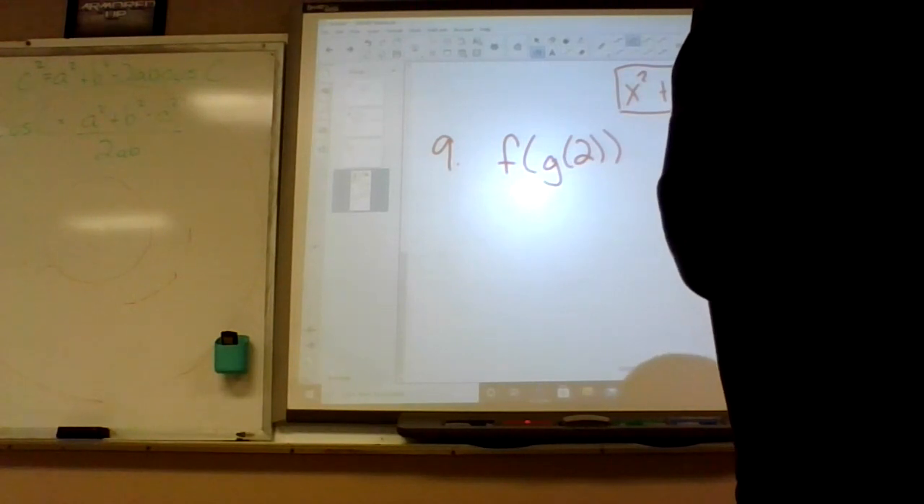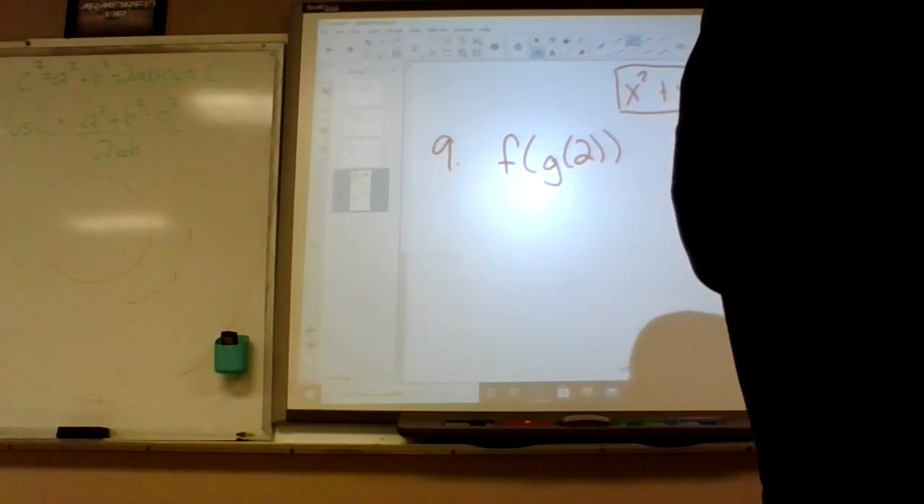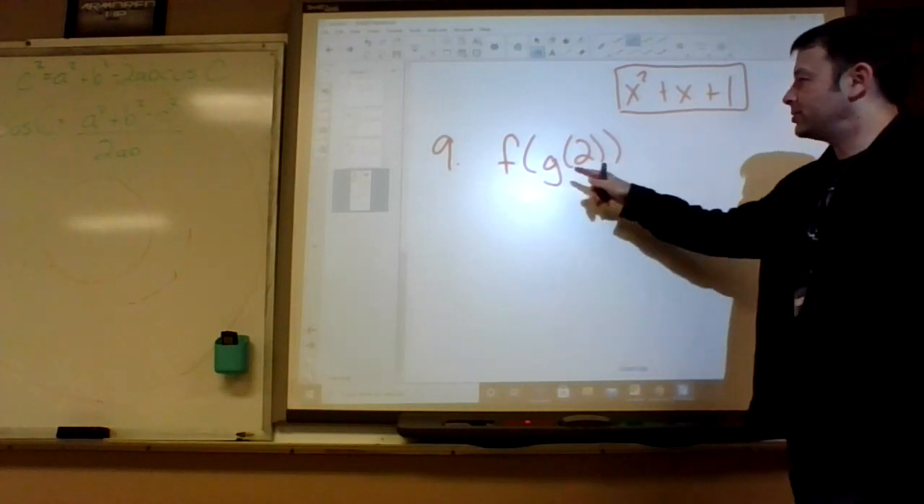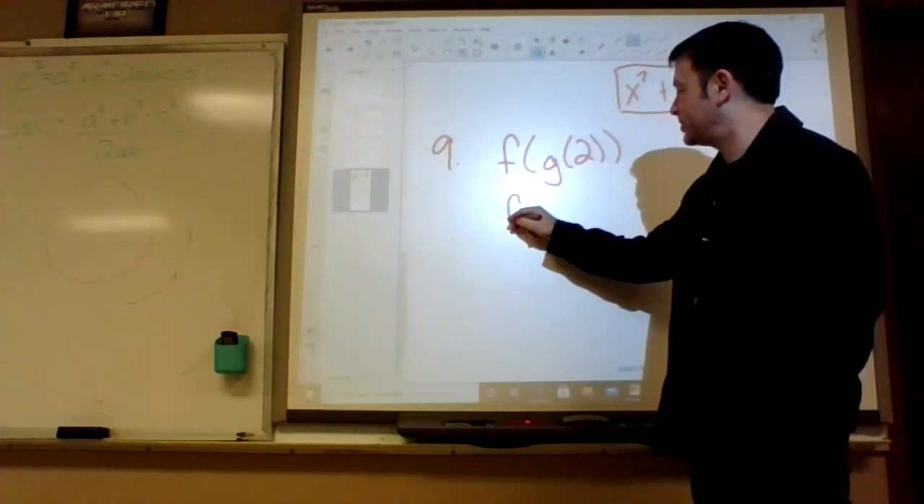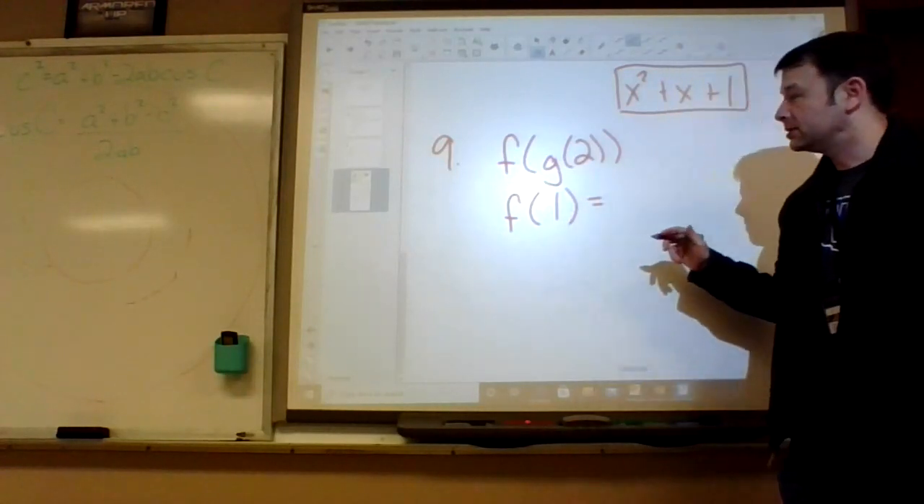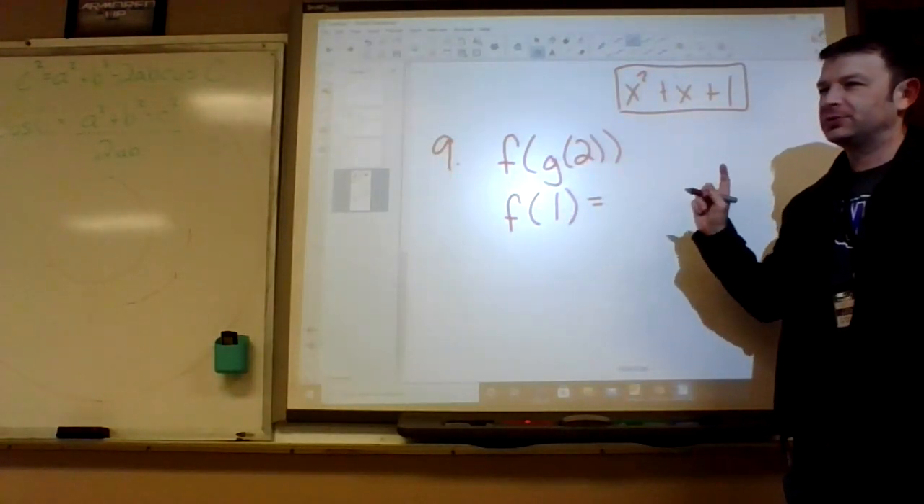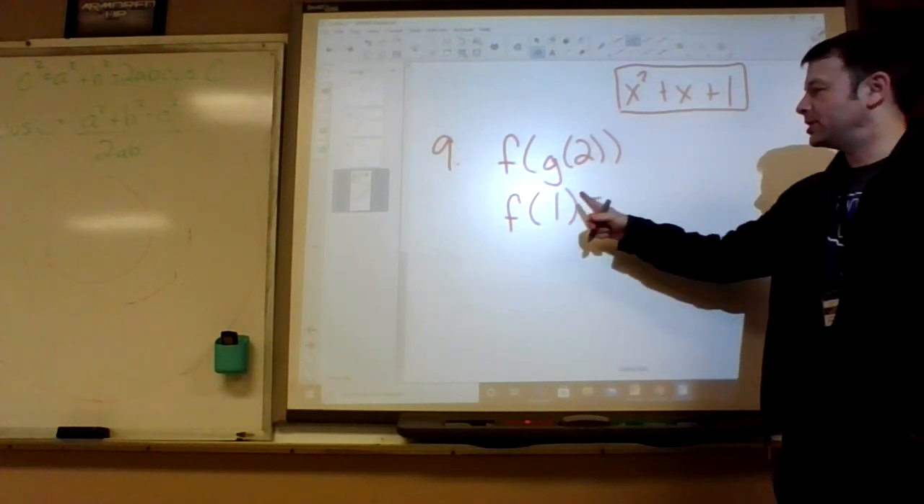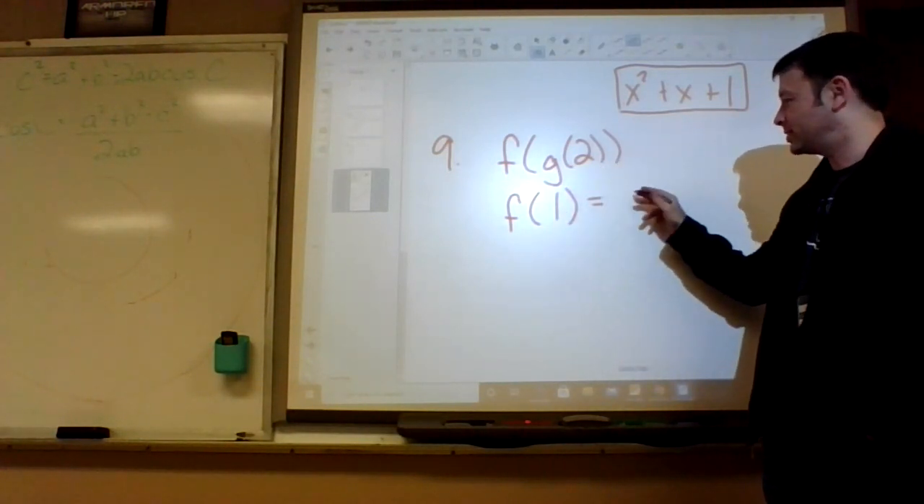I forgot what g was. Oh, I was looking at the wrong one. g was x minus 1. So g of 2 is 1. So basically what we're looking for is f of 1. 1 cubed is 1. So 1 minus 1 is 0.